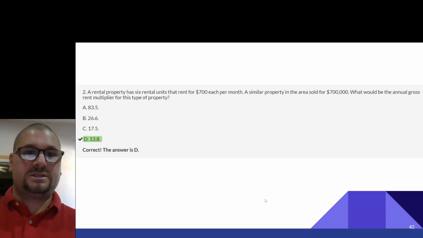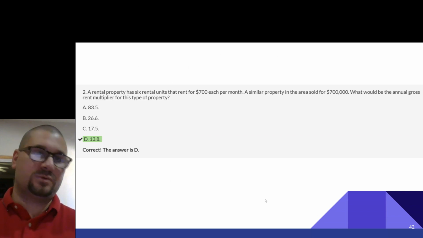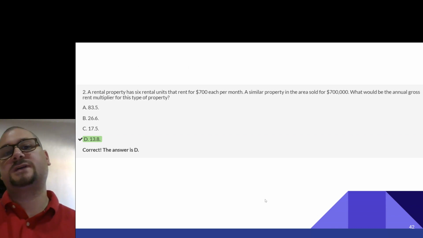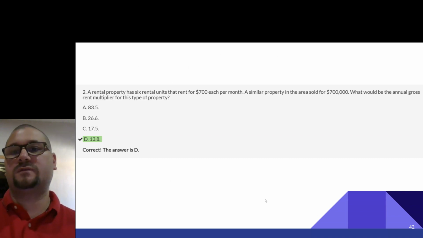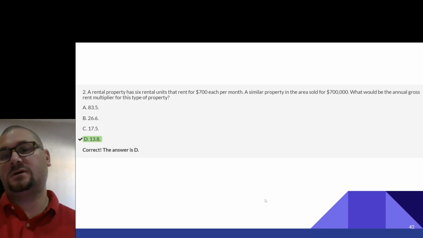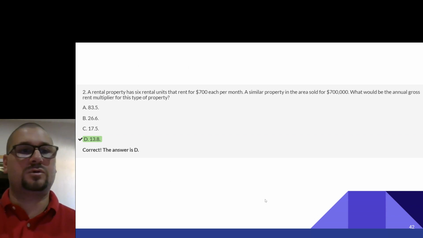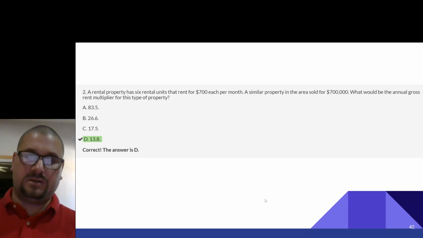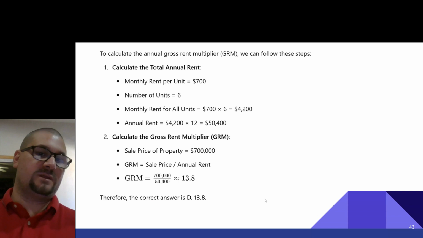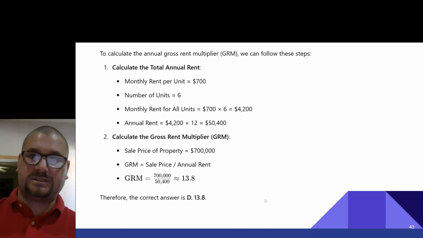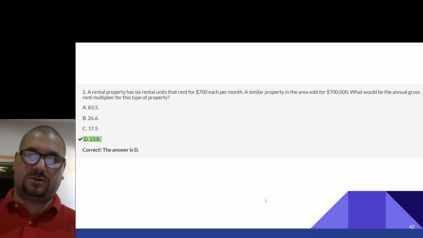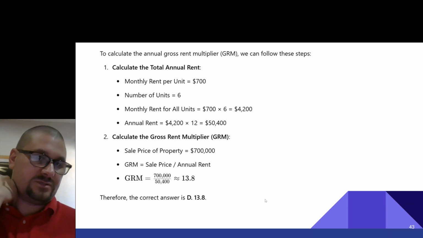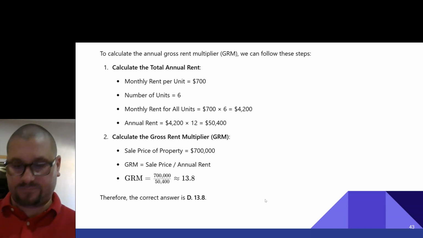A rental property has 6 rental units that rent for $700 each per month. So what do you do there? Right away, 6 times the $700 per month, and multiply by 12 to get the annual rent. A similar property in the area sold for $700,000. What would be the annual gross rent multiplier for this type of property? Gross rent multiplier is sale price divided by the annual rent. So what was the sale price? Well, as they told you in the problem, a similar property in this area sold for $700,000. So gross rent multiplier is going to be $700,000, that's the sale price, or similar, divided by the $50,000.